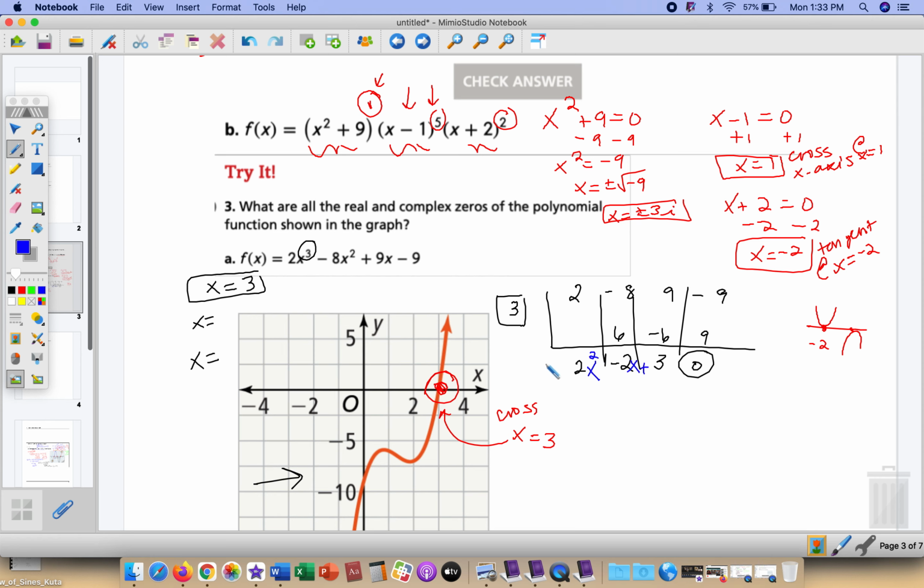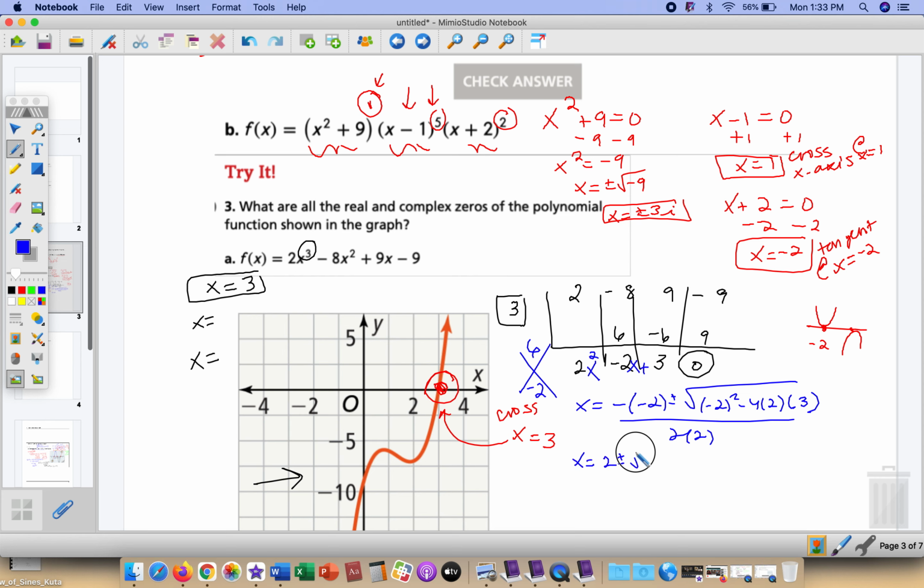We can see if there's a combo that multiplies to 6, a times c, that adds to b. 1 and 6, 2 and 3. No, there isn't, so you have to use the quadratic formula. So negative b plus or minus square root of b squared minus 4ac all over 2a. So we have x is 2 plus or minus, under there we have a 4. -4 times 2 is -8. -8 times 3 is -24.